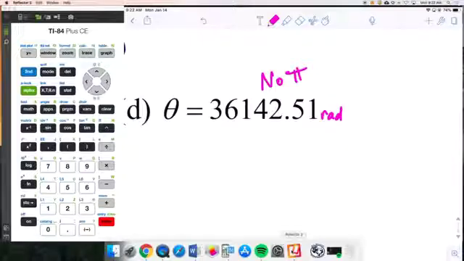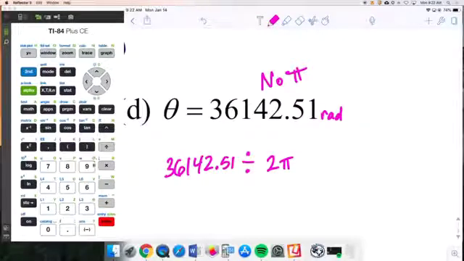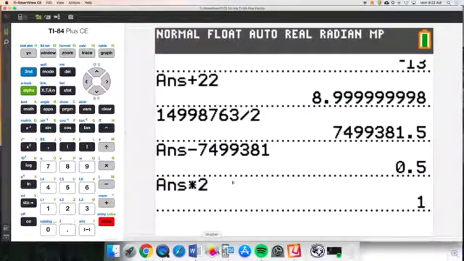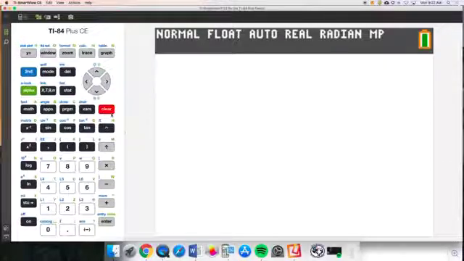But we can still do essentially the same process of dividing out full rotations, okay? We just have to do it a little bit differently. So here's what we're going to do. We're going to take 36142.51, and we are going to divide it by the number of radians in one full rotation, which is what? 2 pi. Now, here's where you've got to be very, very careful.